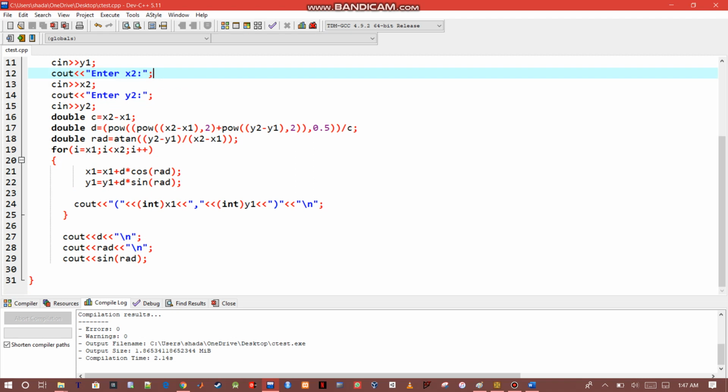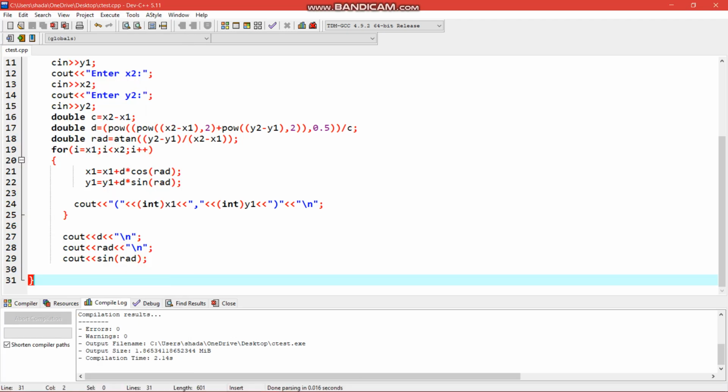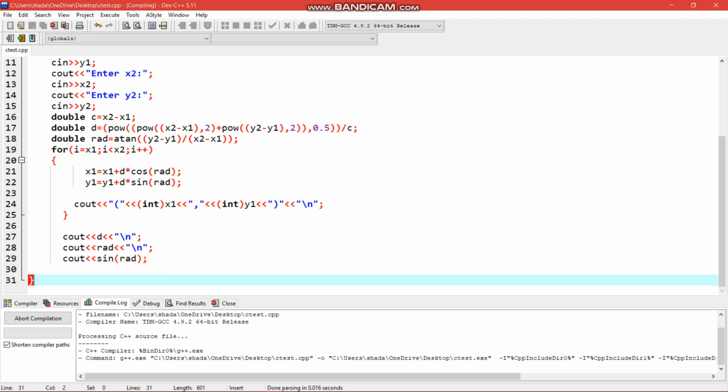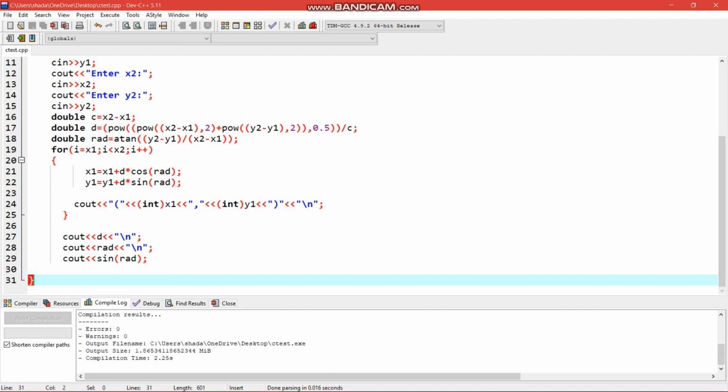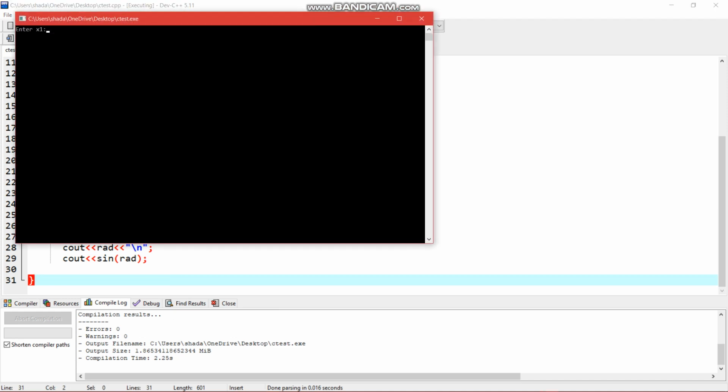These are the outputs, shown just to measure the distance, the radians and the sine radians, to get clarity and confirmation about it. That's it. Now let's compile this program. Sorry. As you can notice, the compilation time is very less, 2.25 seconds. I'm going to run the program.